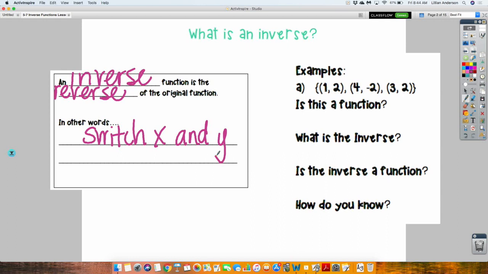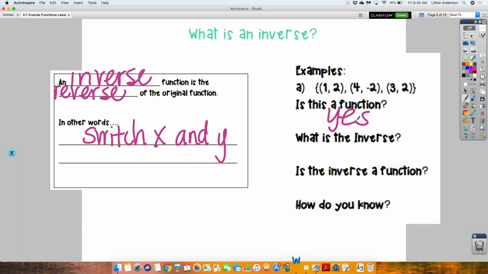So look at this very first example. You have 1, 2, 4, negative 2, and 3, 2. Is that a function? Do you have repeating x values? No, you don't. So because you do not have repeating x values, that means it is a function, okay? Yeah, you got to look at the x's. The x's cannot repeat.